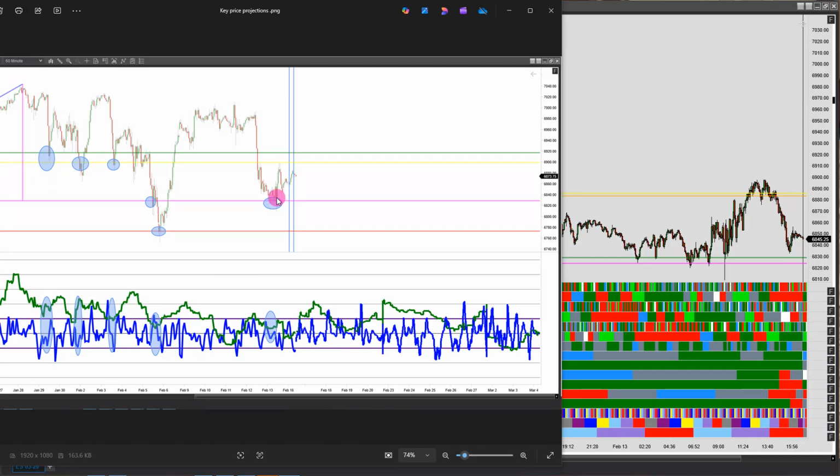And then when we came back to this point right here, this was from Friday, we had again a low on the green line and a minor low on the blue line together, and the market bounced off of that magenta and went right back up to yellow.